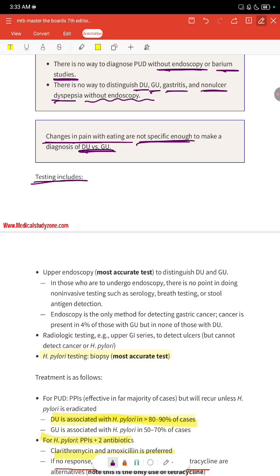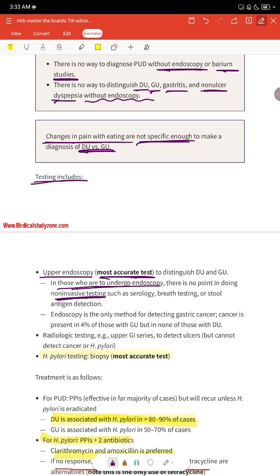Testing includes upper endoscopy, the most accurate test to distinguish DU and GU. In those who are to undergo endoscopy, there is no point in doing non-invasive testing, such as serology, breath testing, or stool antigen detection. So they don't need to go for non-invasive testing if they are already ready to undergo endoscopy.